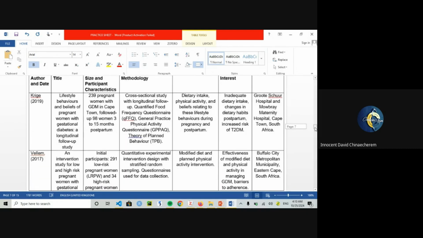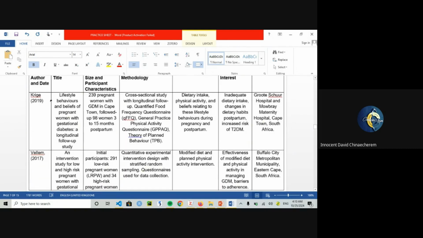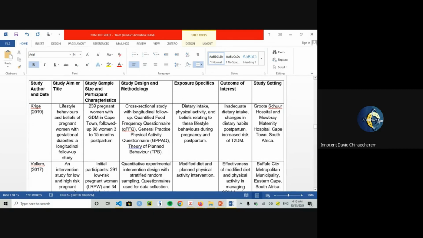So this is technically what we got from looking at the study by KJ 2019, titled lifestyle behaviors and beliefs of pregnant women with gestational diabetes, which was a longitudinal follow-up study. Here, if you look at the sample size and some characteristics, 239 pregnant women with GDM in Cape Town were followed up with 98 women, 3 to 15 months postpartum. It was a cross-sectional design and used a questionnaire.